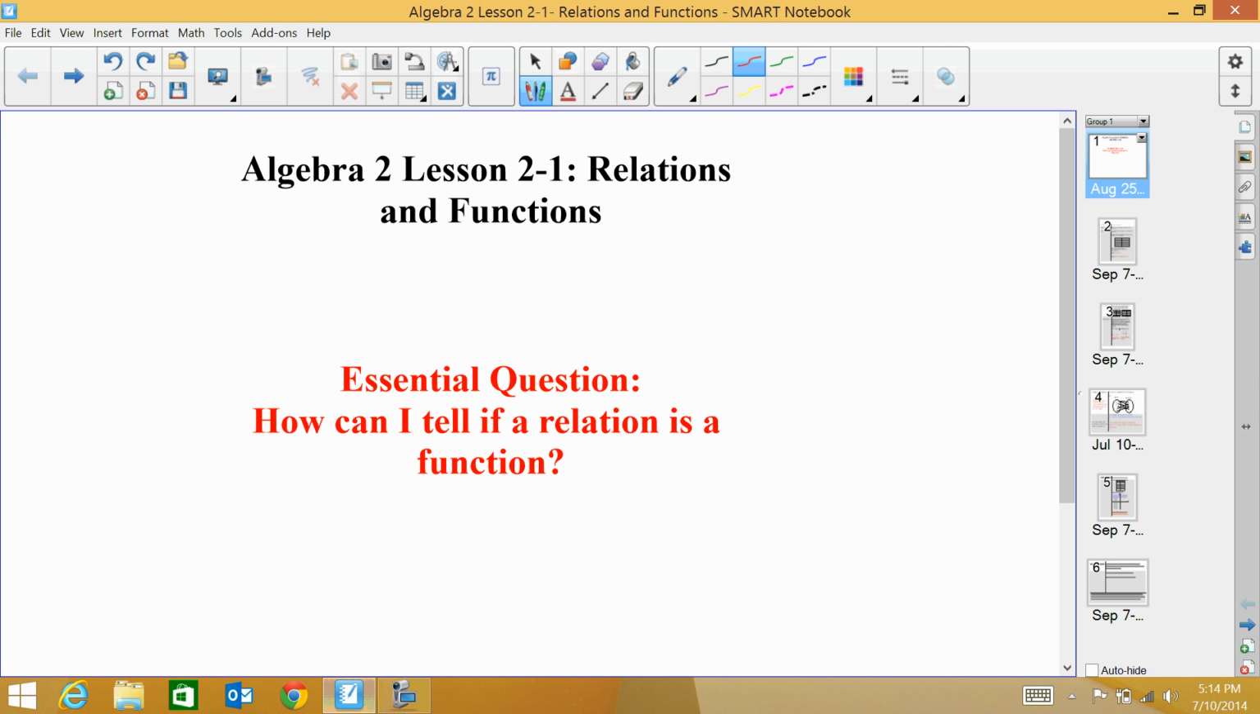Alright, welcome to Algebra 2, Chapter 2. Today we're going to cover Section 2.1, which talks about relations and functions. And we're going to answer the essential question: how can I tell if a relation is a function? So you should be able to answer that question by the end of the lesson today.